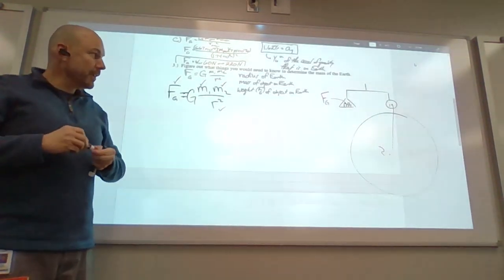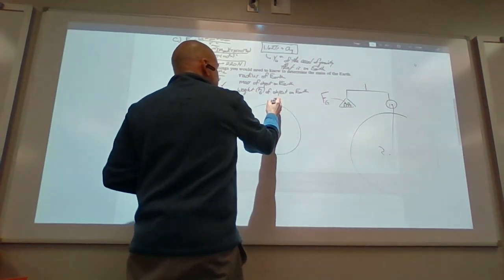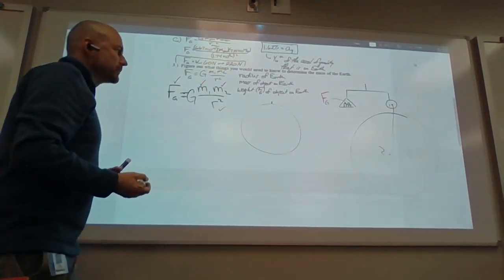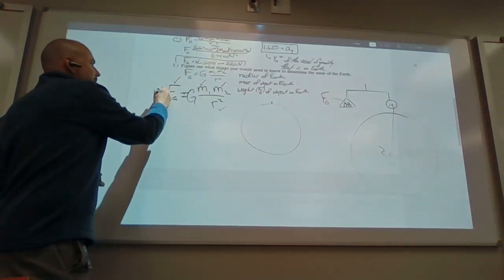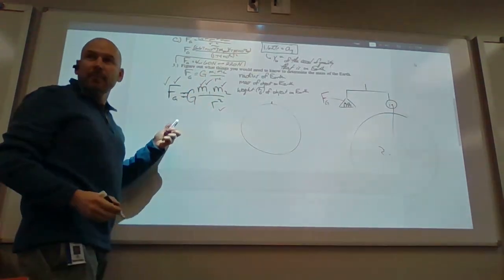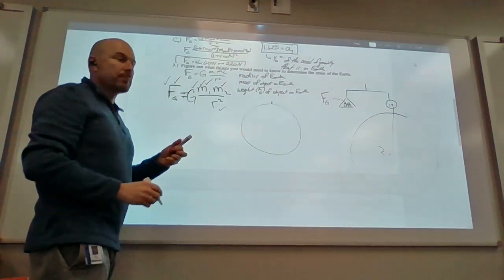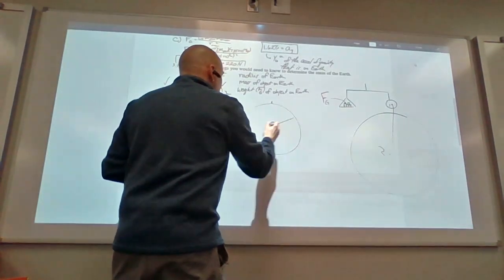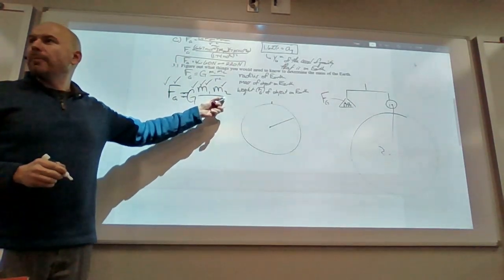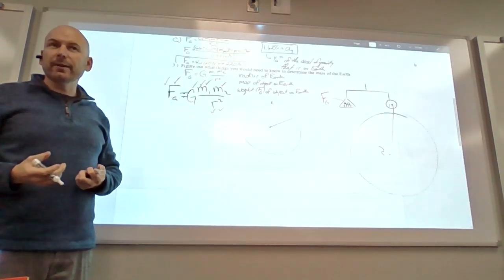Once they discovered G, then they turned their attention to the Earth, looking at an object like you on Earth. You know your force of gravity. You know your mass. They knew G. They knew the radius of the Earth. And all that was left was the mass of the Earth. So they calculated it that way.